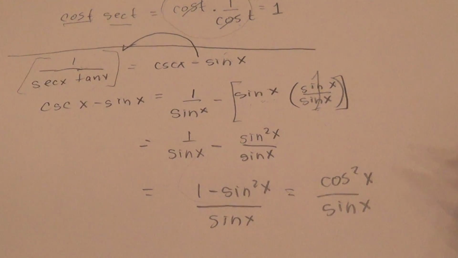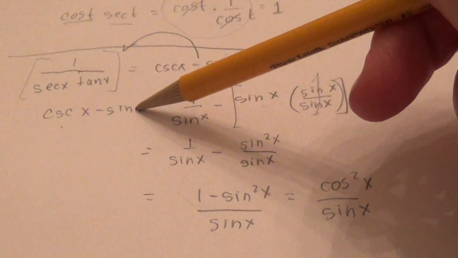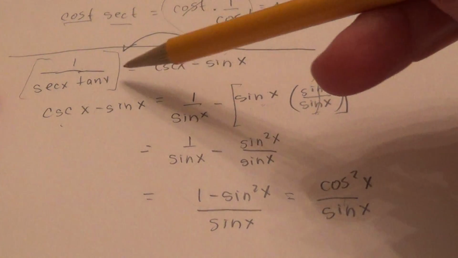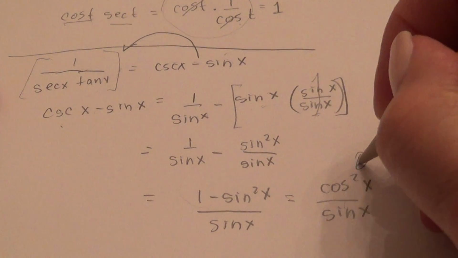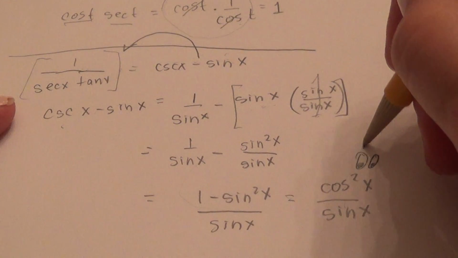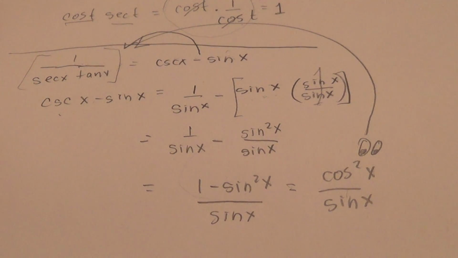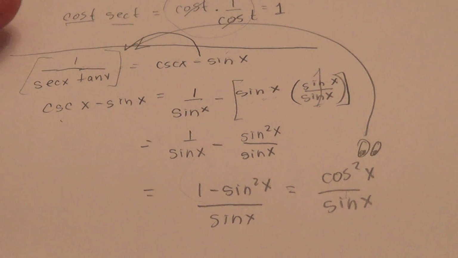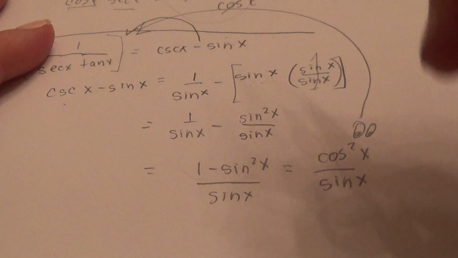So, I have then changed this from 2 terms to 1 term, but it's not the 1 term that I want. So I'm going to keep an eye on the prize. I'm always kind of looking at where I'm going, so I'm going to keep an eye on that. And as I look at it, I see a secant and a tangent. So here's the idea that I use to get there.